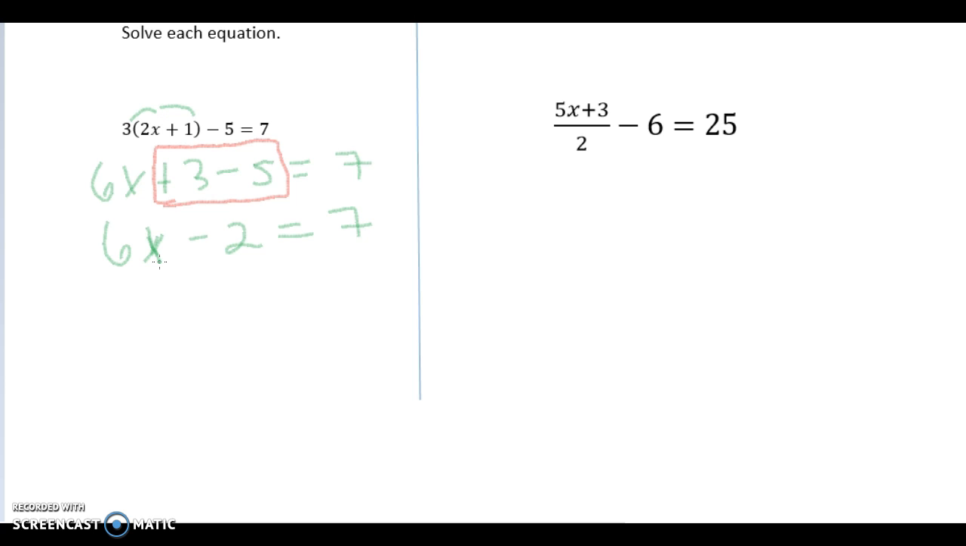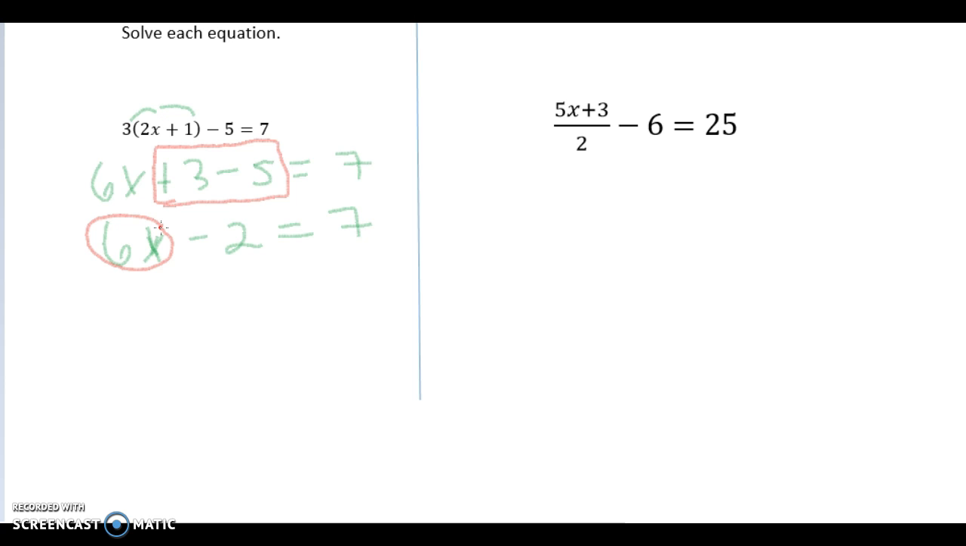We have to isolate the variable. In order to isolate the variable, we're going to use inverse operations. When I say isolate the variable, we want to focus on this term here. We want to get x by itself. So in order to do that, we're going to use inverse properties. Let's get rid of the 2.